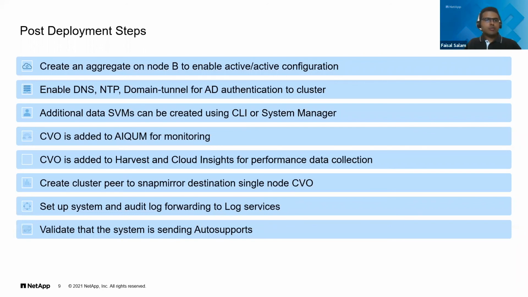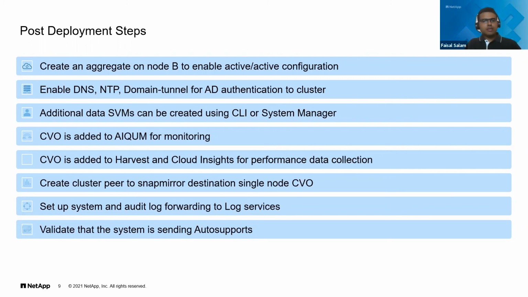Now, as we spoke about, the way CVO is deployed, it comes up in an active passive mode, meaning node B is essentially on standby mode, and it receives the aggregate from node A when there is a failure. But if you would like to use it in an active mode, you could create an aggregate on node B, and this has to be done using the Cloud Manager, which is what we do today.